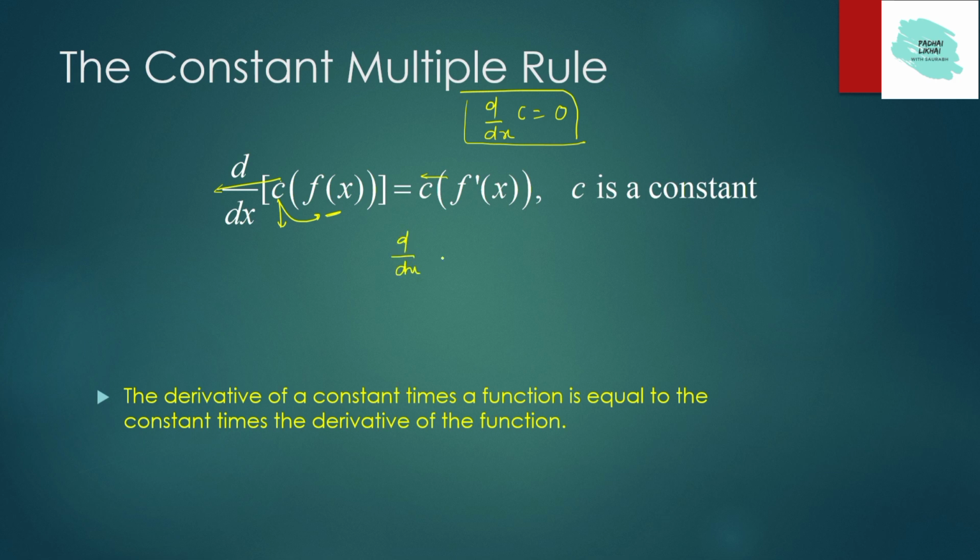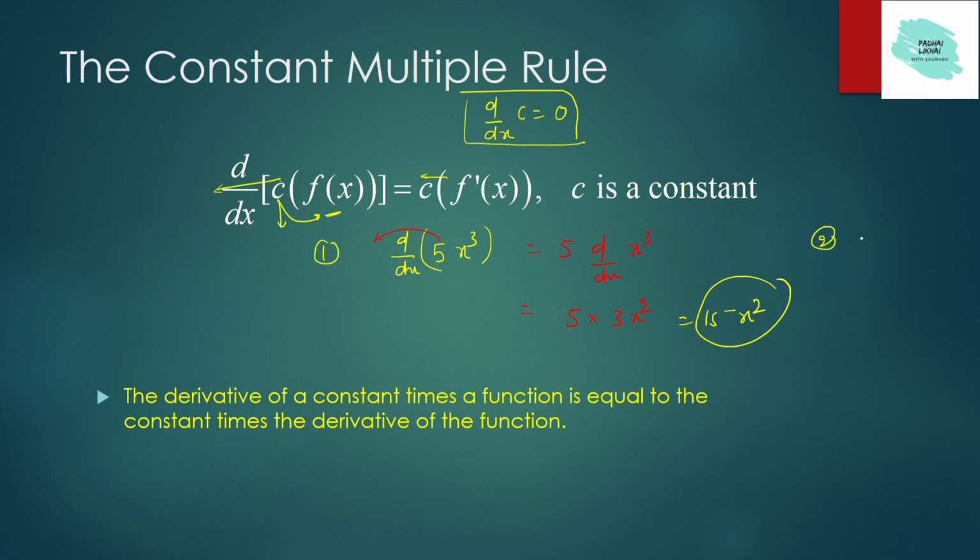d over dx of 5x cube. In this example 5 is a constant and x to the power 3 is the function. So x to the power 3 will save 5. How? 5 will come out, and differentiation of x cube will happen. 5 times the differentiation of x cube will return 3x square. So what is the final answer? The final answer will be 15x square.